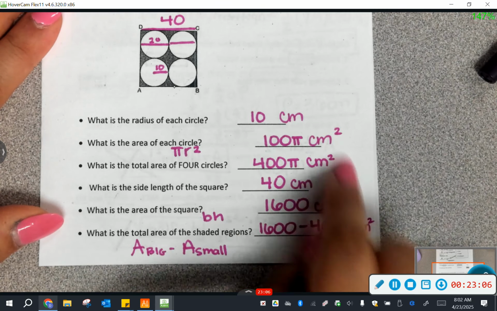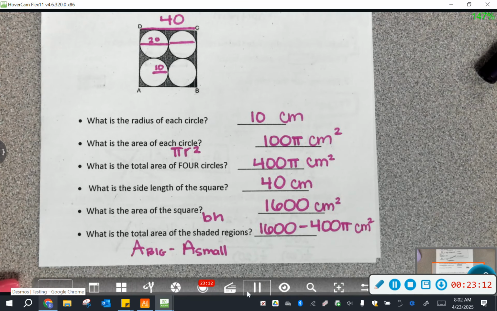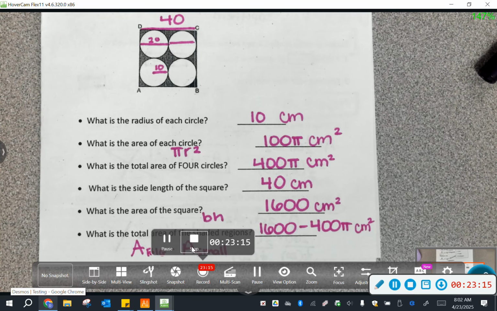This is your only question tomorrow that is not multiple choice, I believe. All right? Please study. Please look over this before you walk into class, and good luck.